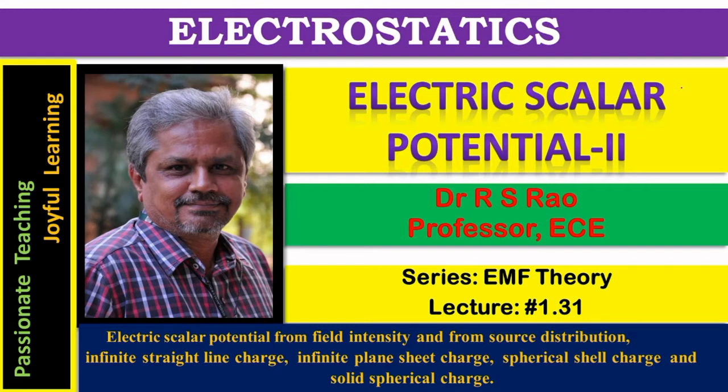Field intensity also provides information, but it is a vector quantity. Dealing with scalar quantities is considered less difficult compared to vector quantities. In this aspect, electric scalar potential is preferred to field intensity in dealing with electrostatic fields. Static scalar potential can be computed from a field expression. It can also be computed from source distribution.